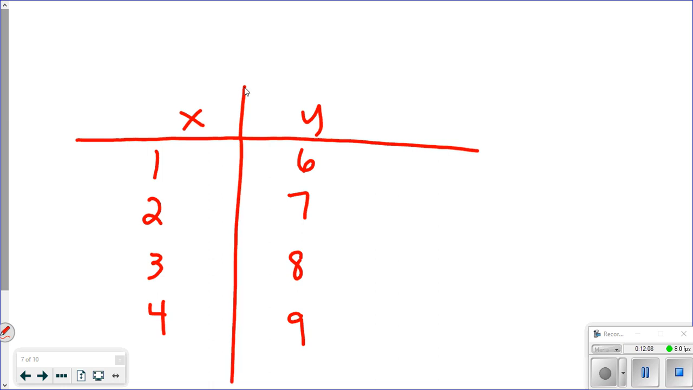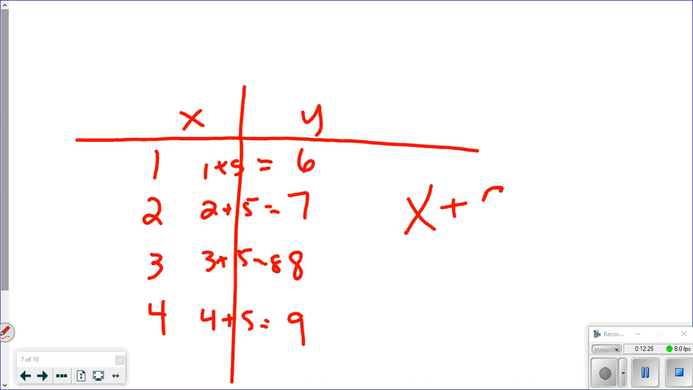All right, so now you say, well, maybe it's 1 plus 5. That gives me 6. Does 2 plus 5 give me 7? Does 3 plus 5 give me 8? Does 4 plus 5 give me 9? Okay, so you found a rule. Something is going on there with 5. So for the rule, you take whatever's in your X column plus 5, and that's going to give you whatever's over in the Y column.